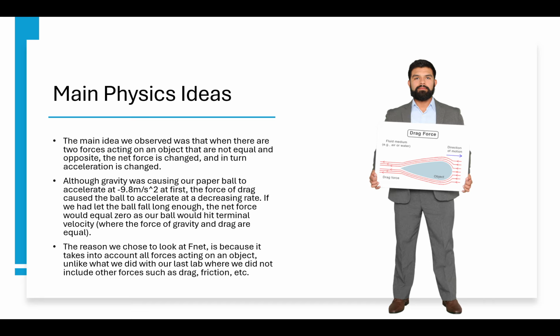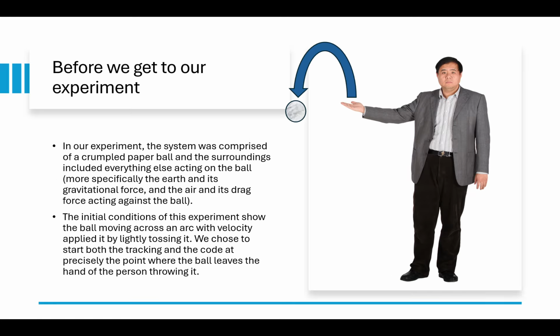The reason we chose to look at F net is because it takes into account all forces acting on an object, unlike what we did with our last lab, where we did not include other forces such as drag, friction, etc. In our experiment, the system was comprised of a crumpled paper ball, and the surroundings included everything else acting on the ball, more specifically the Earth and its gravitational force, and the air and its drag force acting against the ball.